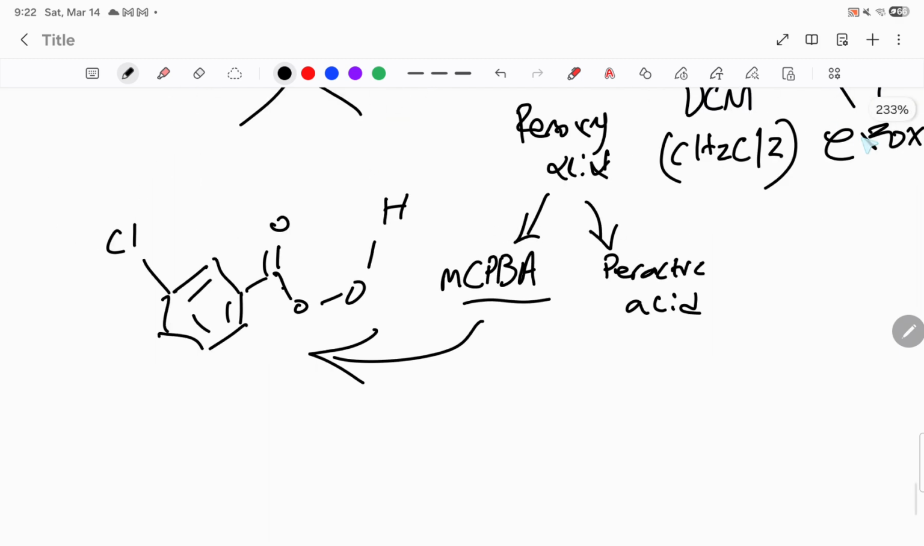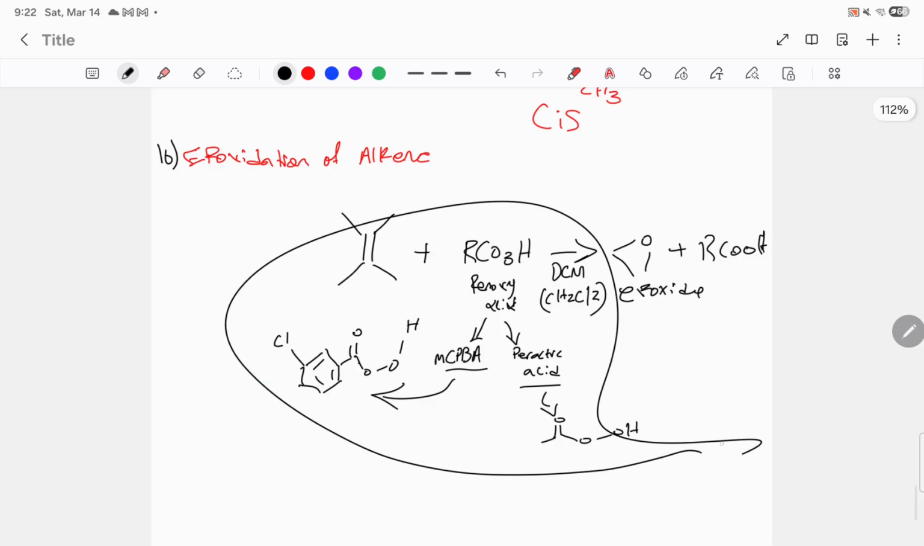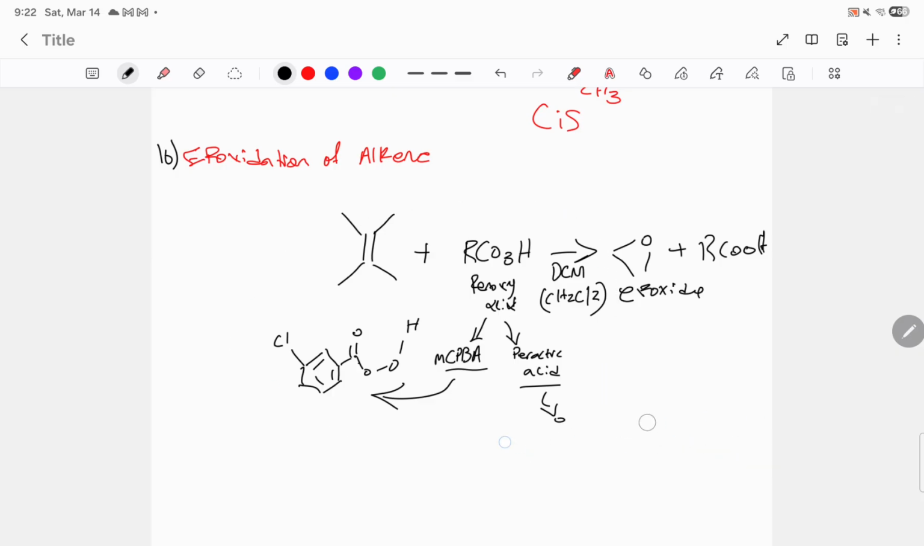Peracetic acid looks like this. Or I'll just show it like this. So this is peracetic acid. Again, you'd see that the same kind of peroxo bond is still there, so you could use either of these, but let's go ahead and take a look at the general mechanism for how this reaction works.